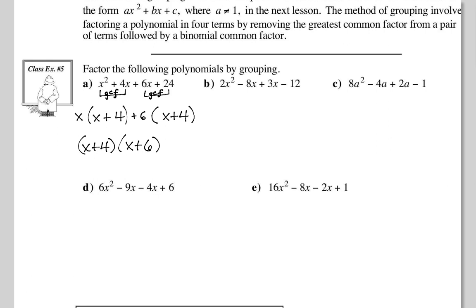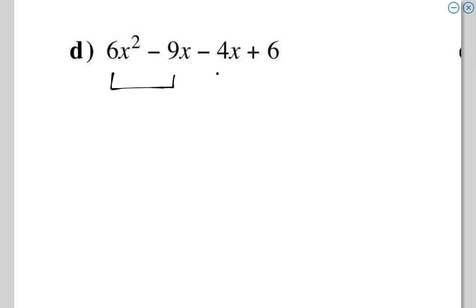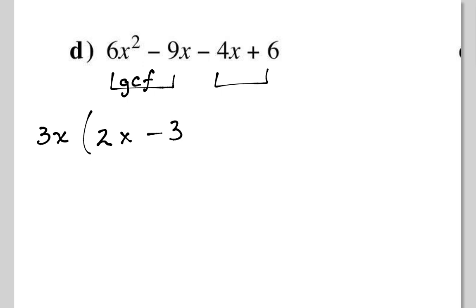Okay, let's do the one underneath. What's coming out of the first pair? 9 is odd. It's not a competition. Okay, the first pair, you can take out a 3x. You're left with, careful, 2x minus 3. Good.